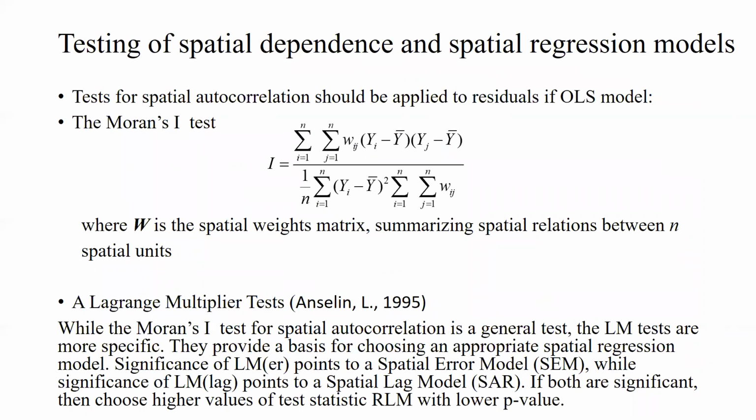Moran's I test for spatial autocorrelation is a general test. It has high power against a range of spatial alternatives. However, it does not provide much help in terms of which alternative spatial model will be more appropriate. According to Anselin's 1995 article and 2008 book, we can use the Lagrange multiplier test to choose a spatial model between spatial error models and spatial lag models. If both LM tests are significant, then we will choose the higher value of the LM test in the robust version, with lower p-values.